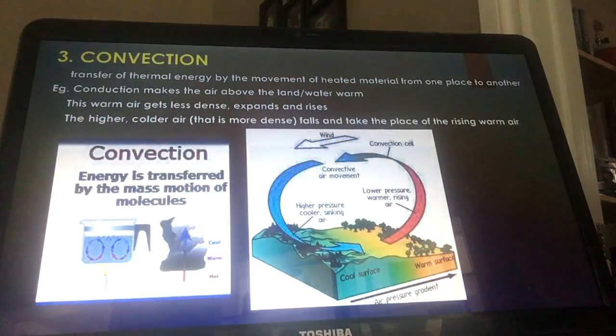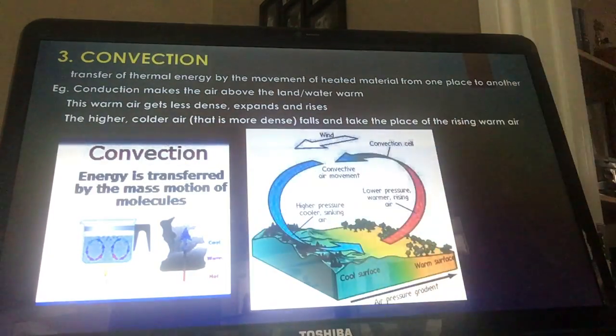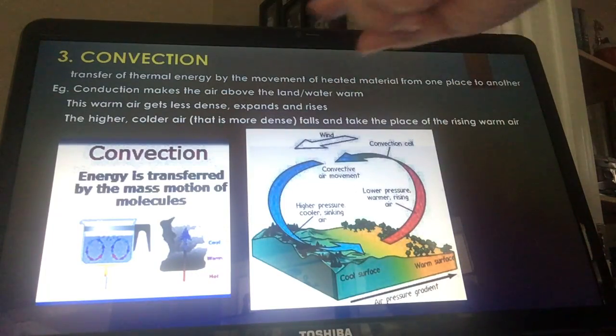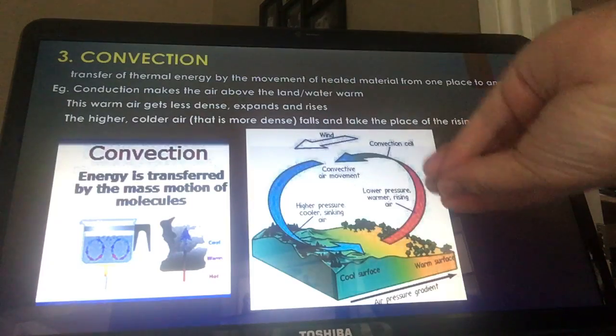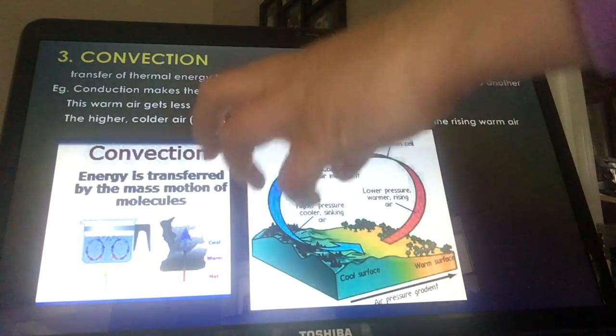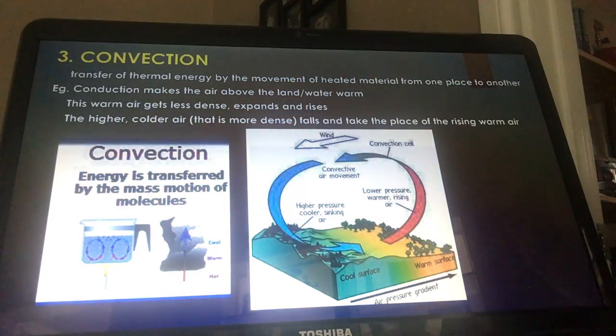Then our third and final step is something called convection. That's a transfer of thermal energy by the movement of heated material from one place to another. So here's a simple definition: convection is energy transferred by the mass motion of molecules. So conduction is what makes the air above the land and the water warm. Step one, radiation came in from the sun. Step two, conduction: you have the transfer from high to low temperature. And then when the water and the land warm up, they will warm the air above it.